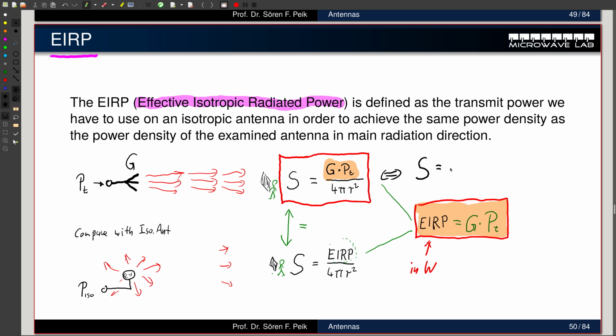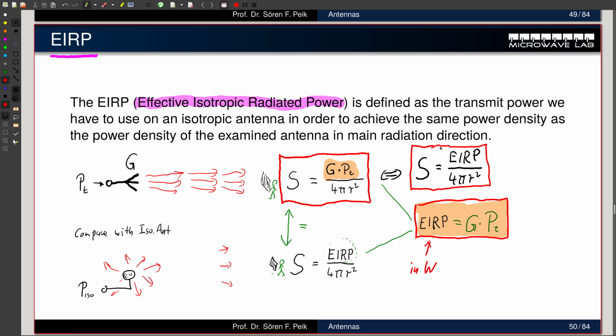S is equal to EIRP divided by 4 pi r squared. So when I build a receiver, I want that formula, and for that I need my EIRP. Good.